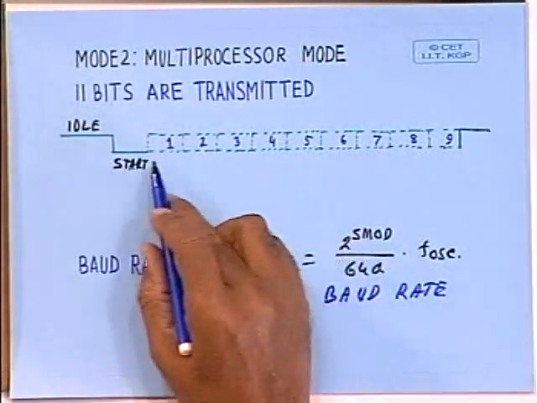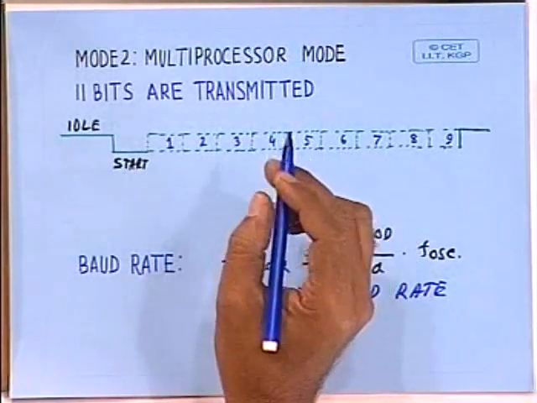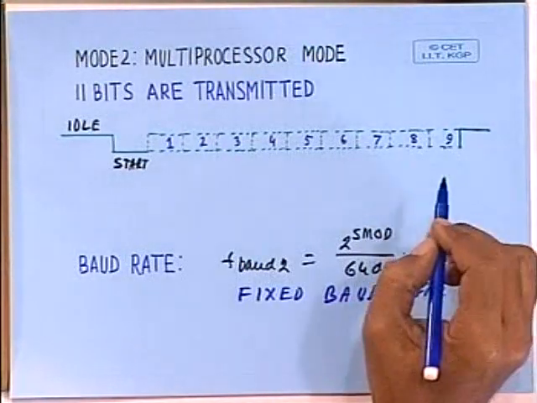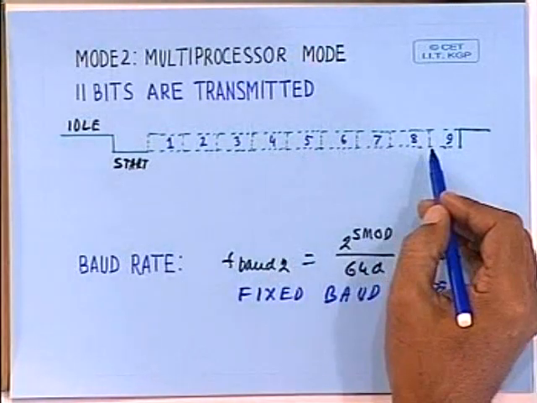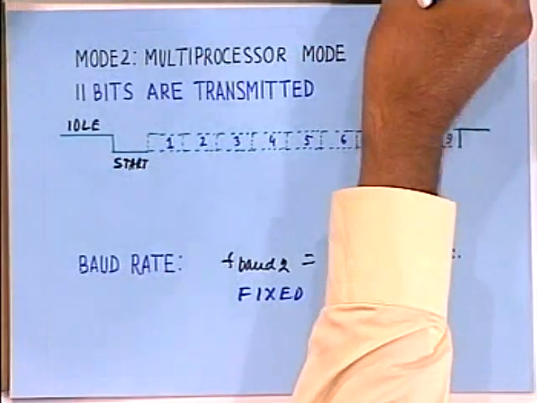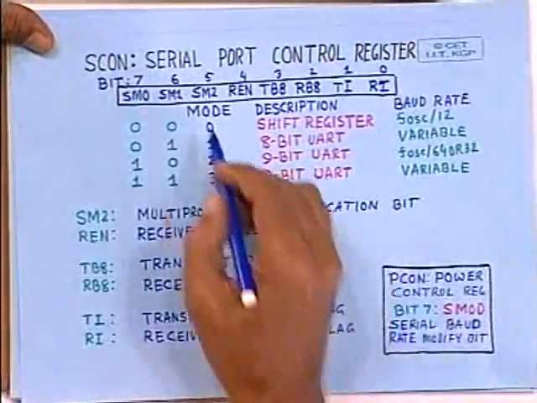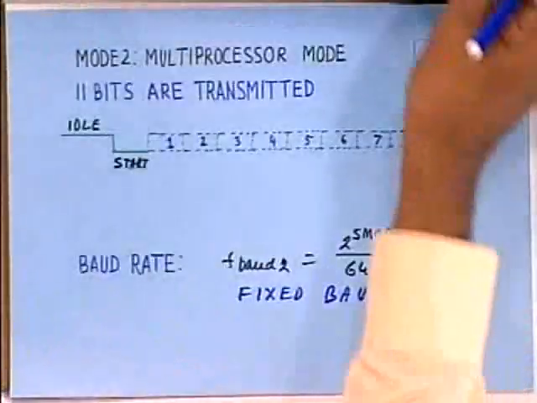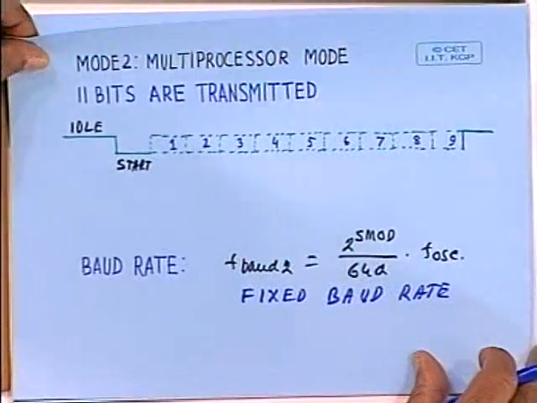But the way the communication takes place is the same as in mode 1. The only difference is that in mode 1 you are sending 10 bits, and the stop bit goes to RB8, or when you are sending, 8-bit data is being sent, not 9-bit. And here you are sending 9 bits of data. That's the key difference. However, we shall see that the use of this particular bit, SM2, makes a difference. I shall explain it after discussing mode 3.